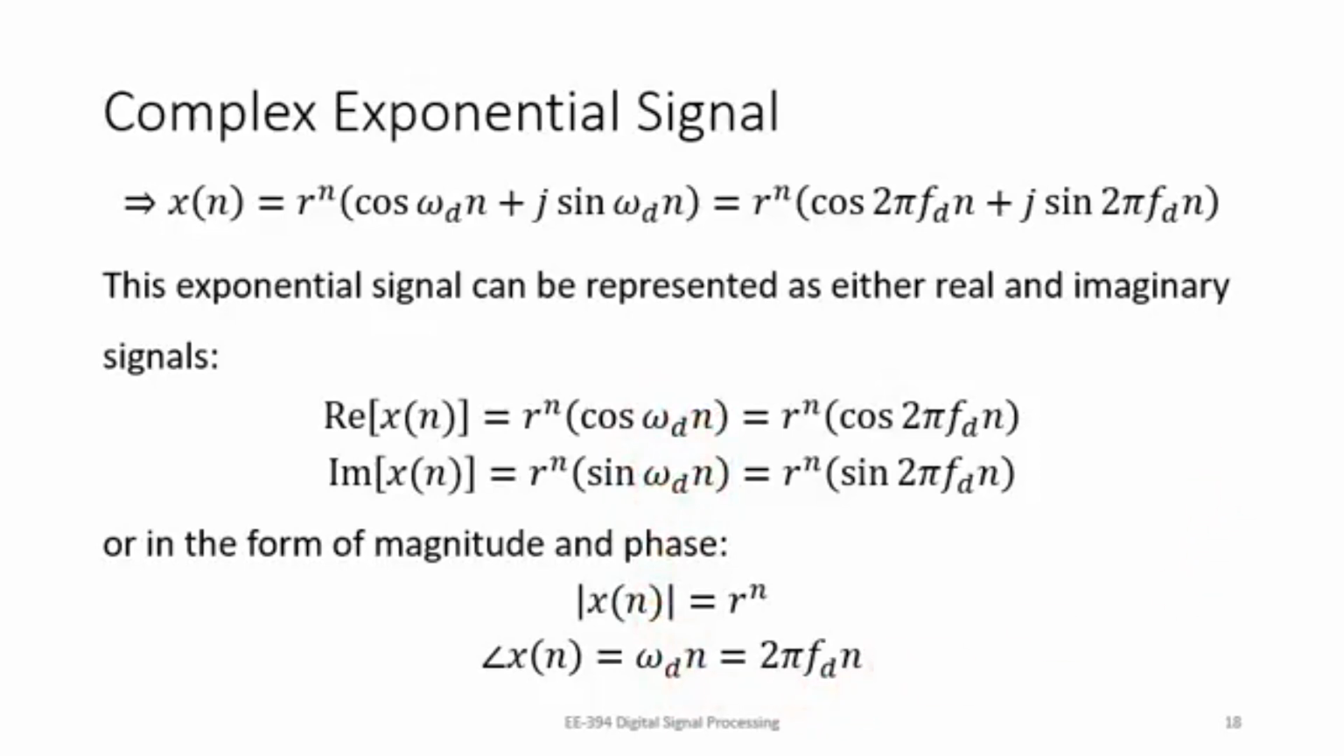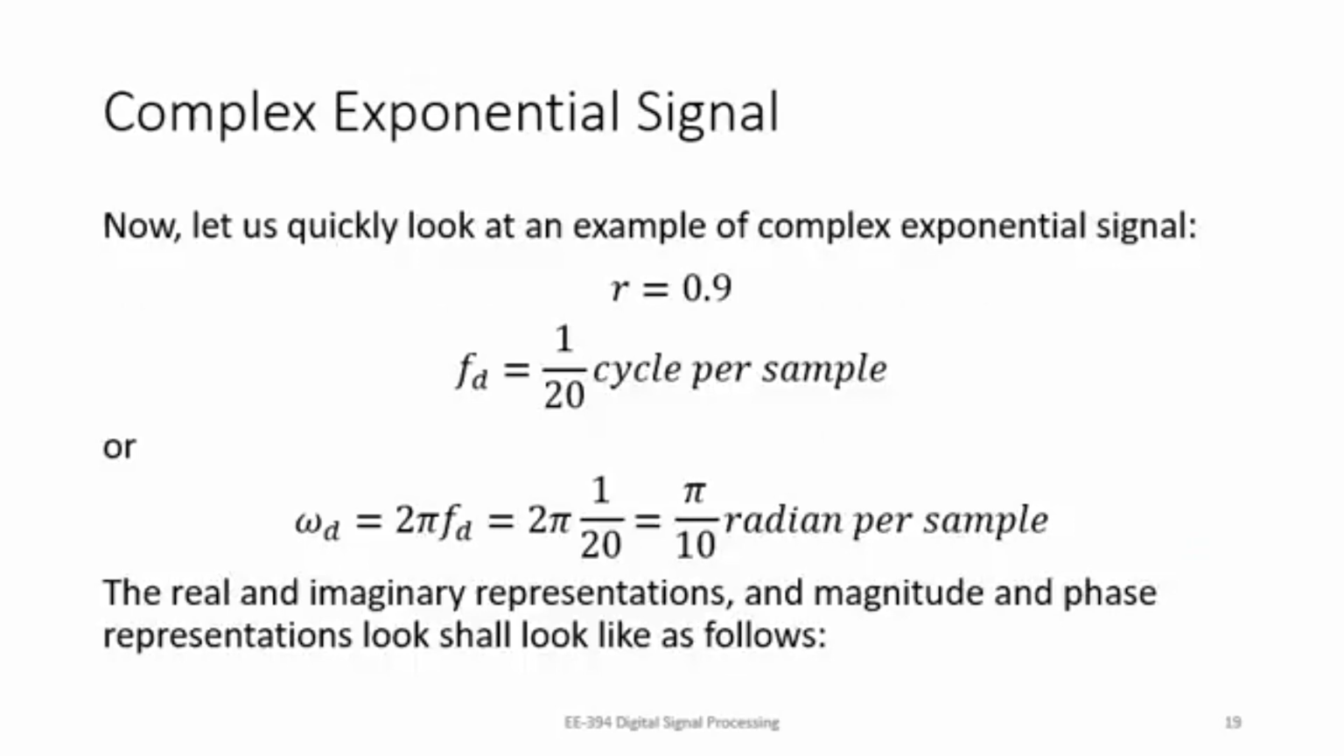So for an example, where we take r equals 0.9 and fd equals 1 over 20 cycles per sample, omega d will be equal to 2 pi times 1 over 20, which is pi over 10 radians per sample. So remember r is 0.9, so this has got to be a stable signal, and the oscillations will depend on pi over 10.